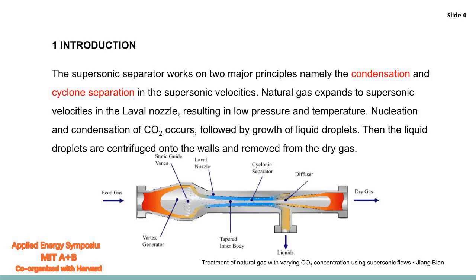As shown in this figure, natural gas expands to supersonic in the nozzle, resulting in low temperature and pressure. Nucleation and condensation of CO2 occurs, followed by the growth of liquid droplets. Then the liquid droplets are centrifuged onto the walls and removed from the dry gas.